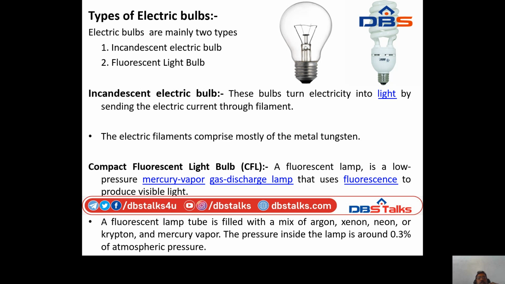Types of electrical bulbs. Two types of electrical bulbs are there: incandescent electrical bulbs and fluorescent light bulbs. Incandescent electrical bulb.